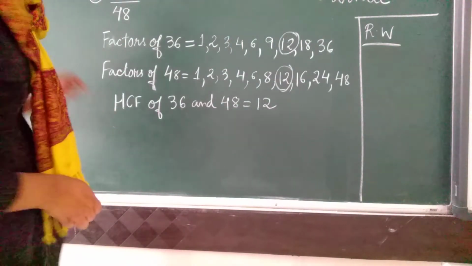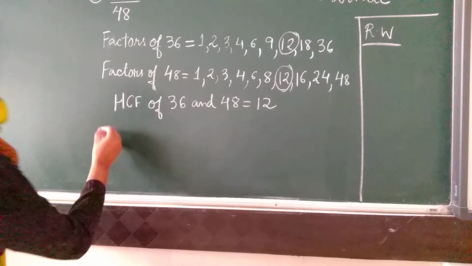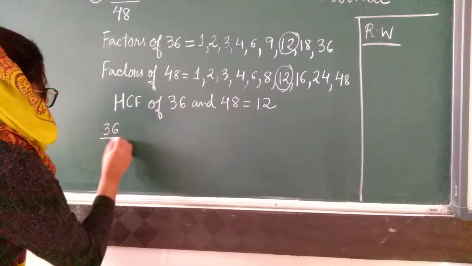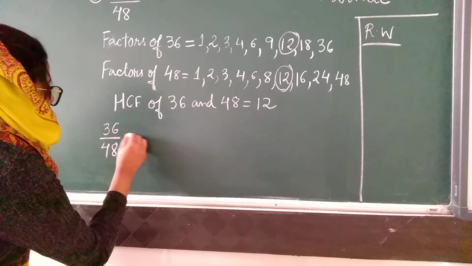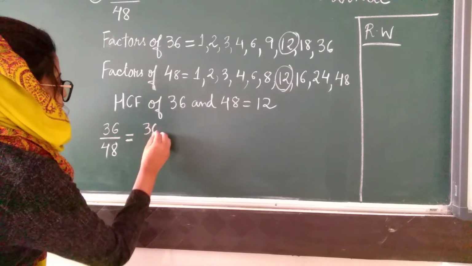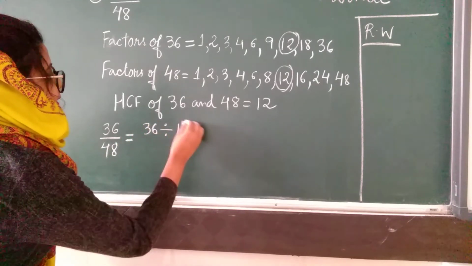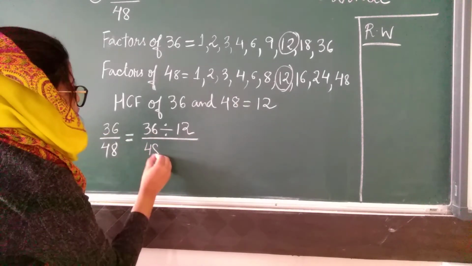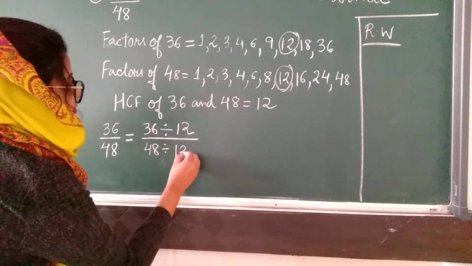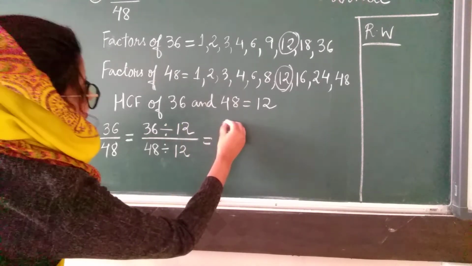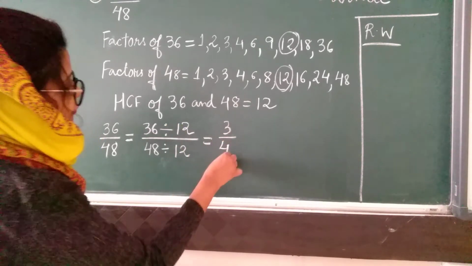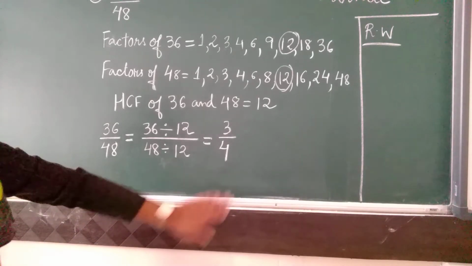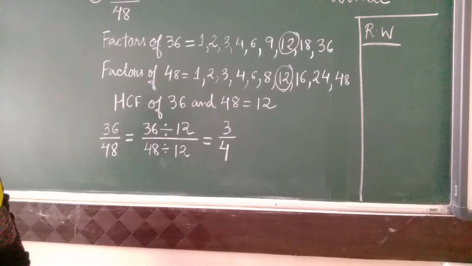Alright, now this part is visible, right? So 36 by 48, we are going to divide by 12. Both the numerator and the denominator will be divided by 12, and we will get 3 by 4. So this is the lowest form. Alright.